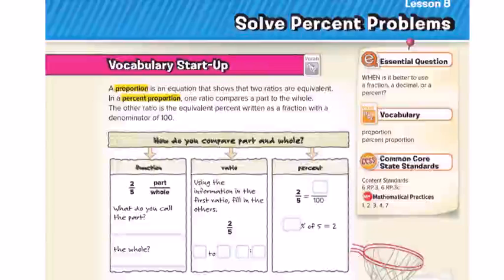Welcome to Lesson 8, Solve Percent Problems. Let's start by taking a look at some vocabulary.